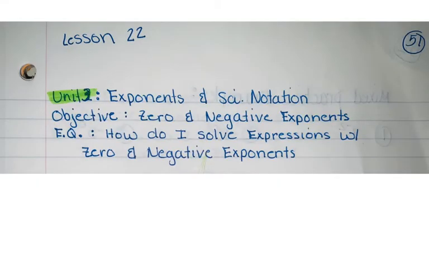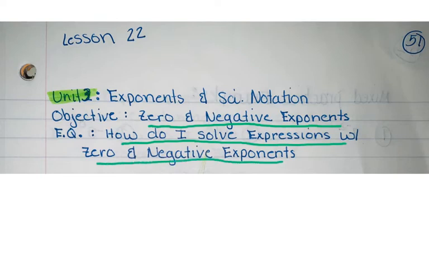Okay, we are in Unit 3. Our objective for today is to simplify expressions with zero and negative exponents. Our essential question is, how do I solve expressions with zero and negative exponents? So go ahead and pause the video and have all that written down.